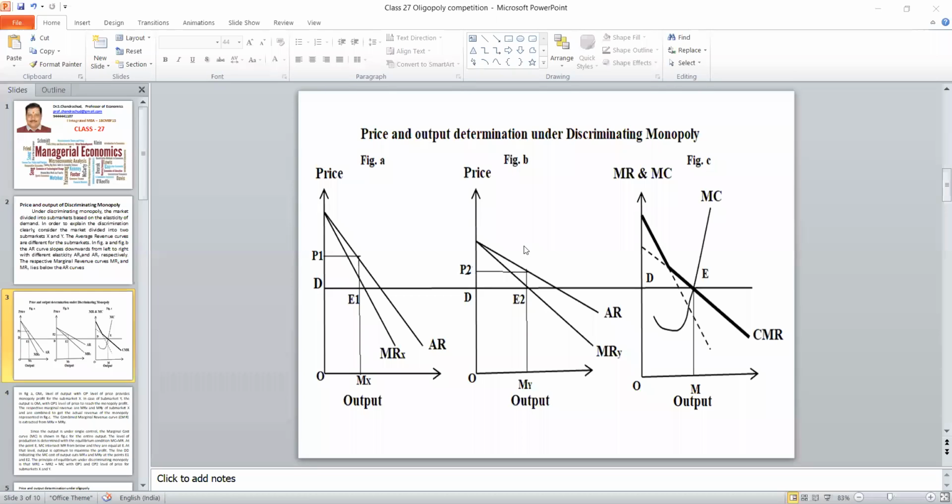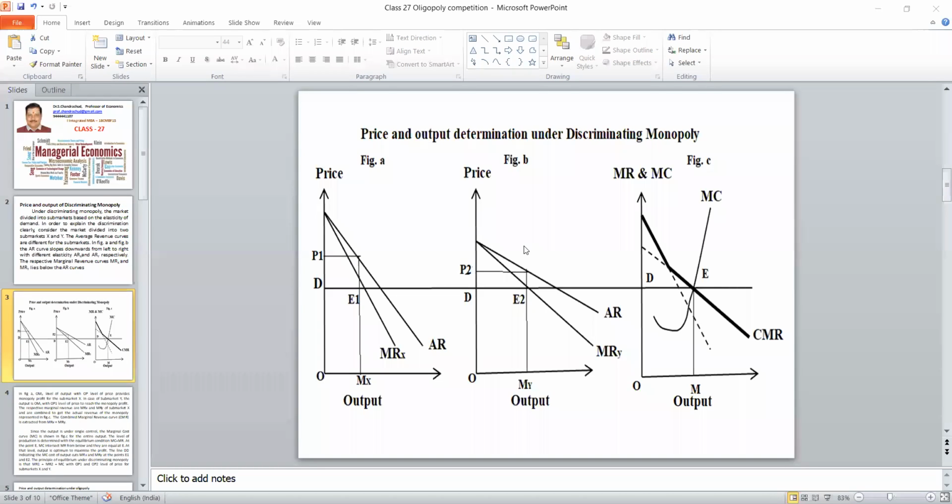As far as the discriminating monopoly is concerned, irrespective of the number of markets, he always earns abnormal profit because he is a price maker. He never incurs a loss because he is the only seller, and he will always fix a higher price. The point E is the point at which MC intersects MR from below. At that point, equilibrium is reached. That dark bold line represents the discriminating monopoly's price and output determination.